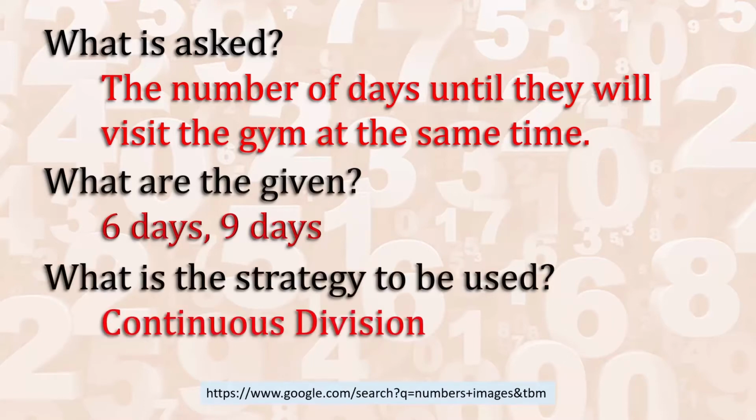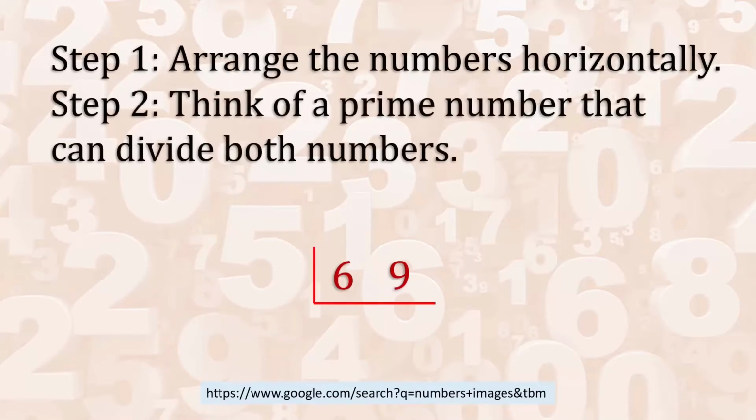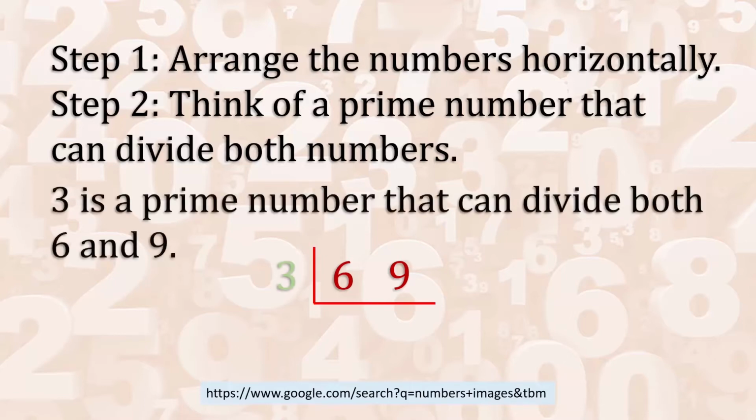What is the strategy to be used? We're going to use continuous division. Let's solve. Step 1, arrange the numbers horizontally. 6 and 9. Step 2, think of a prime number that can divide both numbers. 3 is a prime number that can divide both 6 and 9.